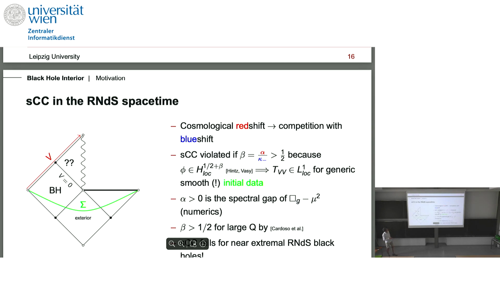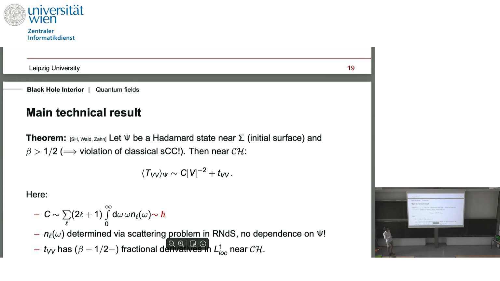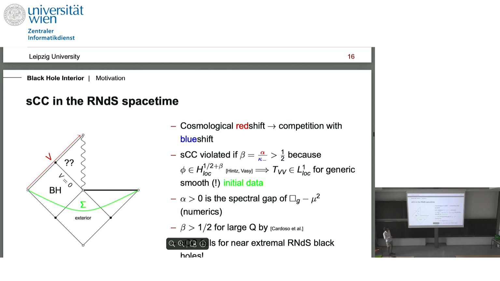I should maybe go back to this slide. So the cosmic censorship is a sort of a genericity statement by nature. It asks not what happens to a particular initial datum, but for a generic or non-fine-tuned initial datum. So if you want to do the analogous thing for a quantum field, you should put a sufficiently regular initial quantum state, rather than an arbitrary one.